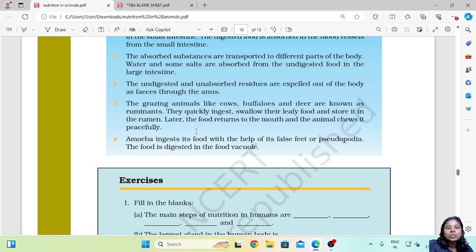Water and some salts are absorbed from the undigested food in which part? The large intestine. The grazing animals like cows, buffaloes and deers are known as ruminants. Why? Because they quickly ingest the food, swallow it and then bring it back in the form of curd for later chewing. Amoeba ingests its food with the help of its false feet or the pseudopodia. The food is digested in the food vacuoles.